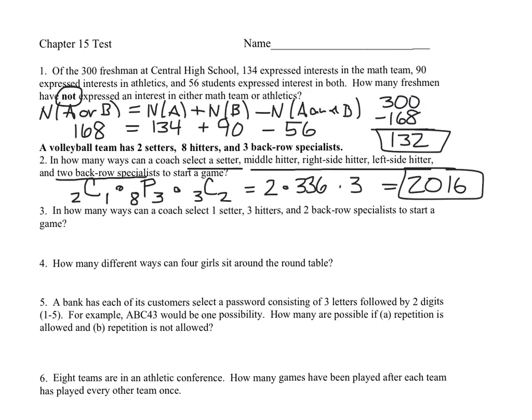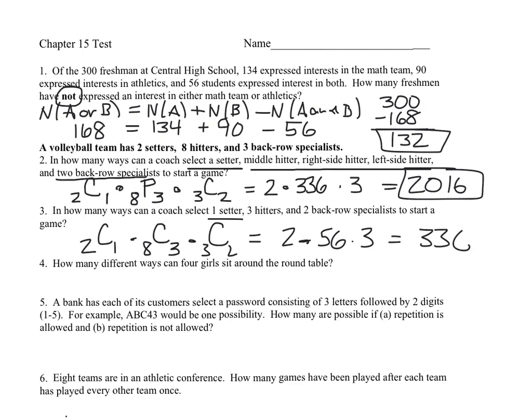Now if he selects the setter, so again that's just still 2 choose 1, and 3 hitters, doesn't matter what position they're playing, so 8 choose 3. The 2 back row specialists will be 3 choose 2. We're multiplying, it's still and, so it would be 2 times 8 choose 3. Combination is 56. 3 choose 2 is 3. And so our total answer there would be 336.